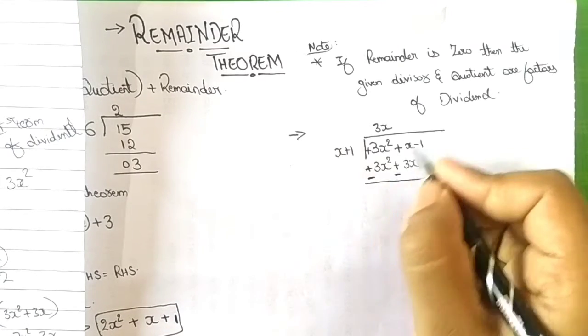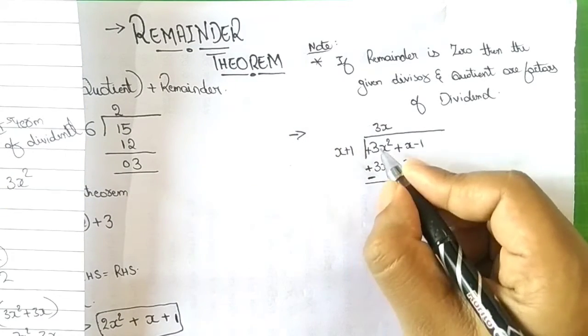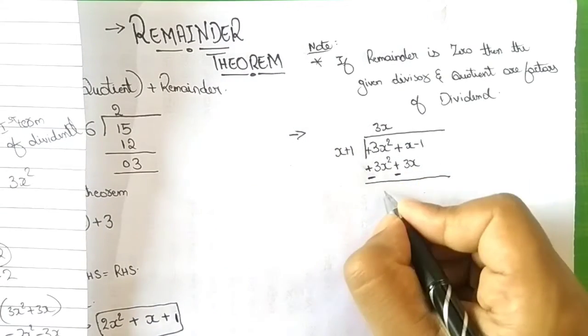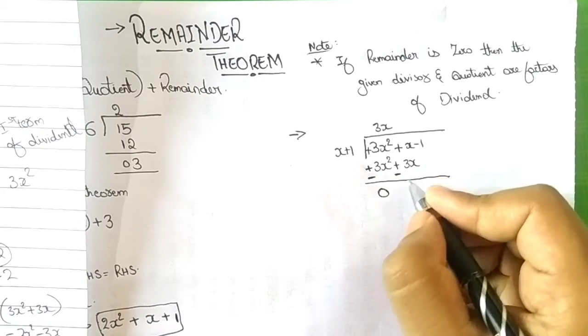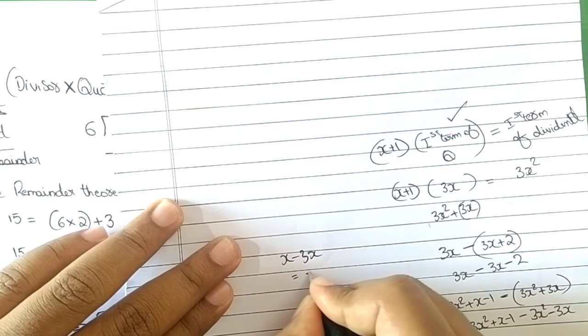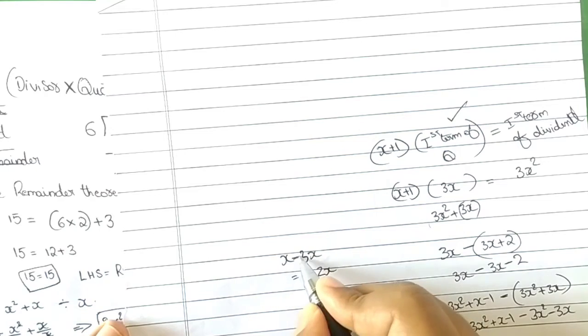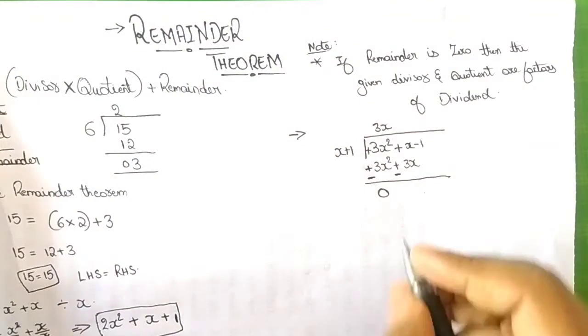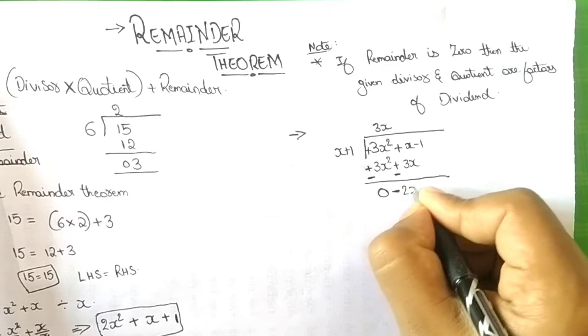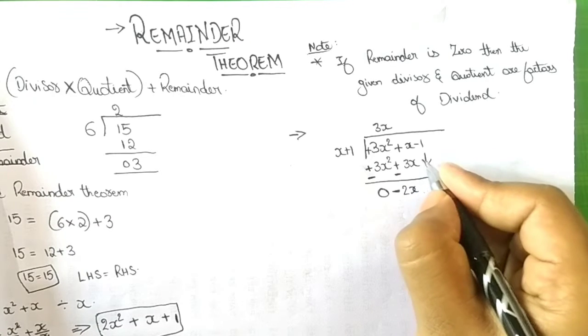Now subtract 3x square, you should forget about plus, because we took negative. 3x square minus 3x square is going to be 0. x minus 3x is minus 2x. Why? Because this term is greater, 3x has the negative sign here. You know these concepts, I guess. Minus 2x, and minus 1 is straightaway taken down.